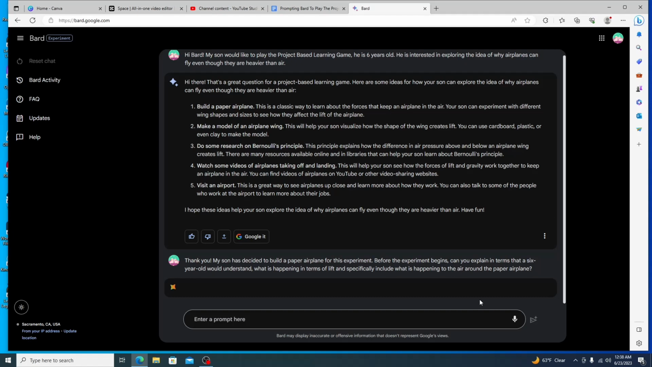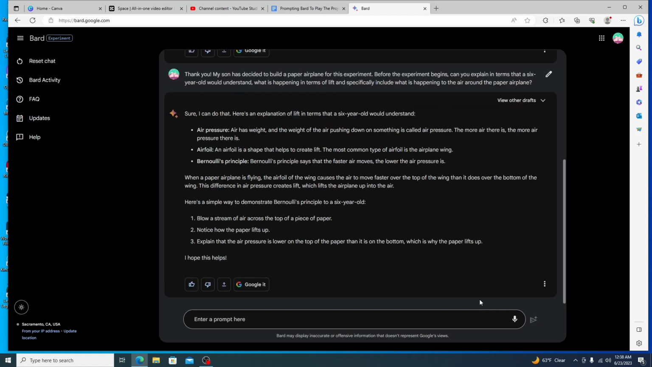Sure, I can do that. Here's an explanation of lift in terms that a 6-year-old would understand. Air pressure. Air has weight, and the weight of the air pushing down on something is called air pressure. The more air there is, the more air pressure there is. Airfoil. An airfoil is a shape that helps to create lift. The most common type of airfoil is the airplane wing. Bernoulli's principle. Bernoulli's principle says that the faster air moves, the lower the air pressure is.